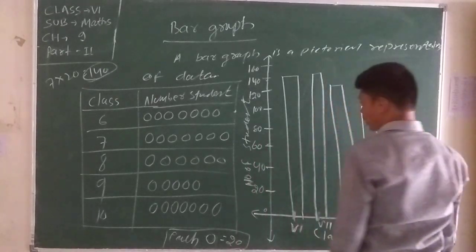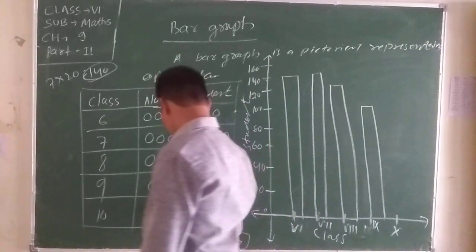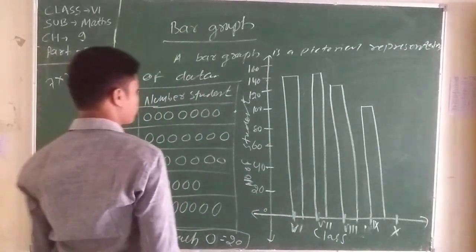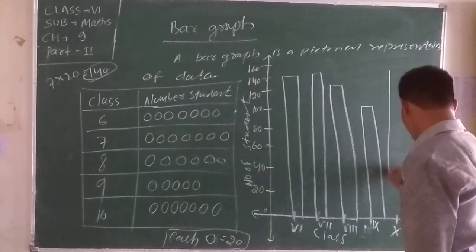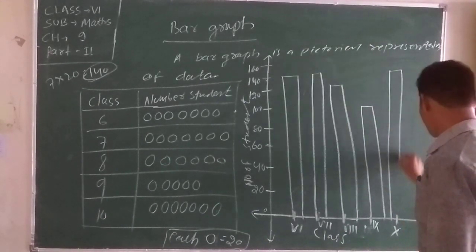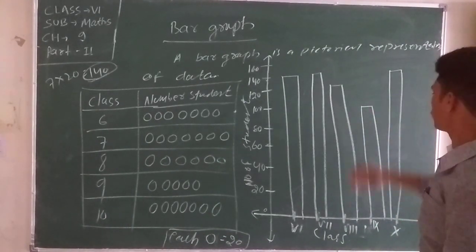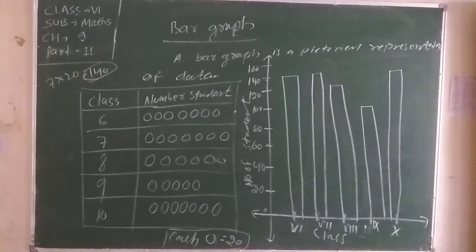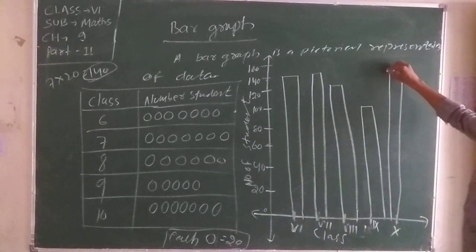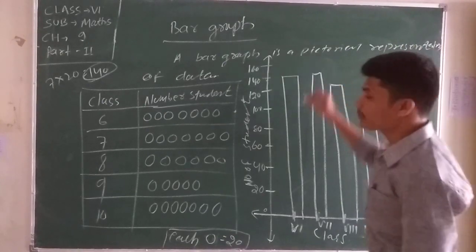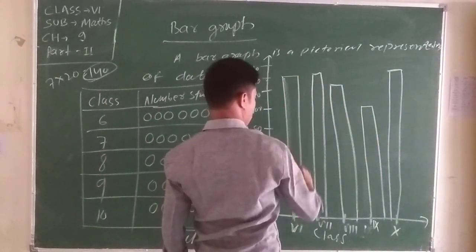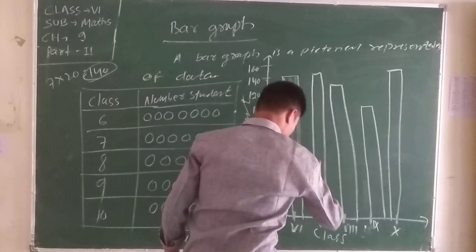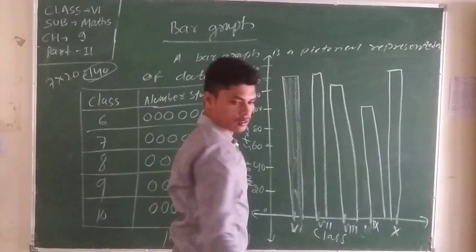Now in 10th class, how many students are there? 1, 2, 3, 4, 5, 6, 7: 10th class also has 140. How many students are there in class 10? 140. Then we can represent the data using a bar graph like this. Okay. Pictorial graph into bar graph. We can check it out.